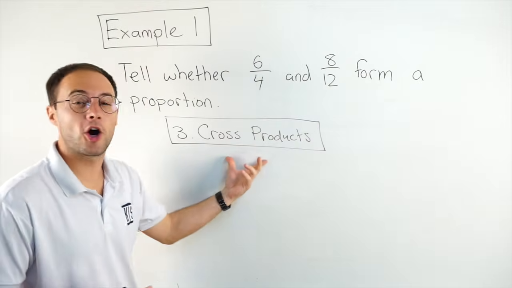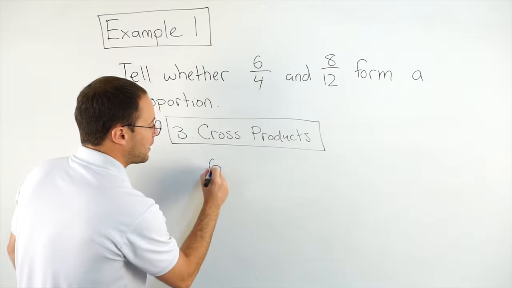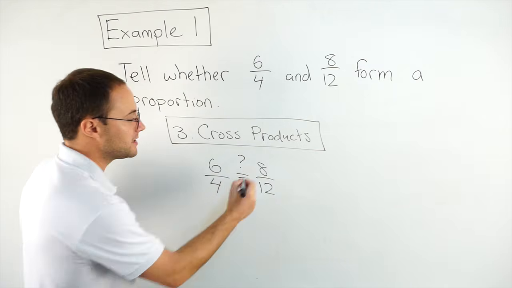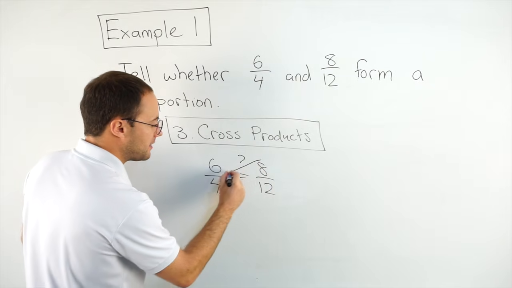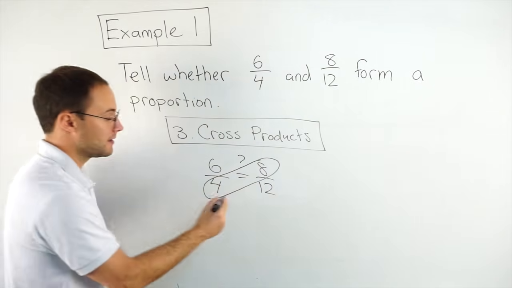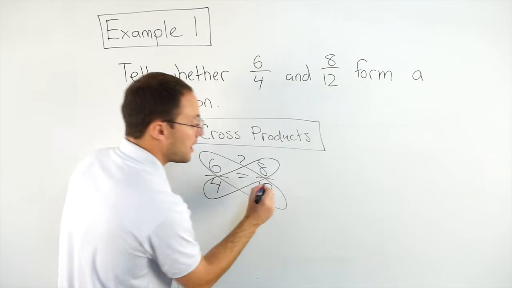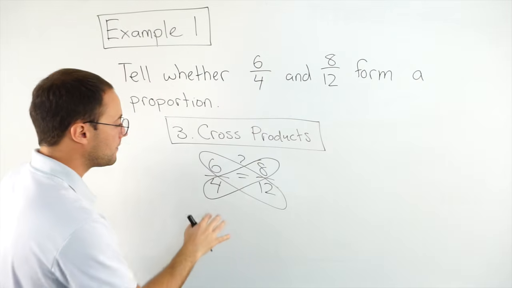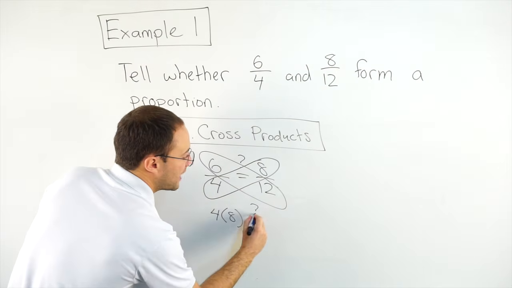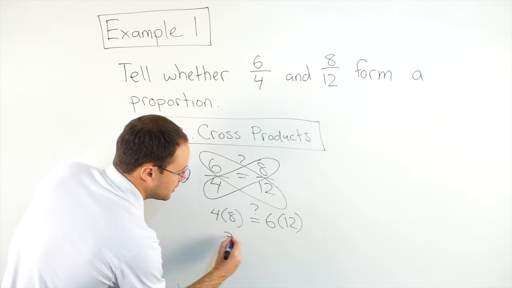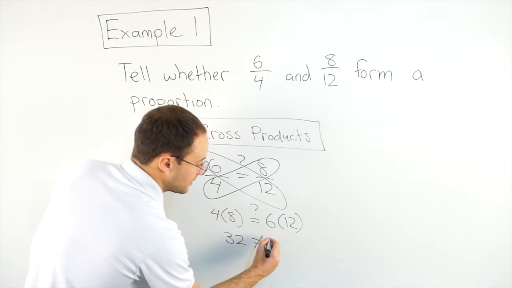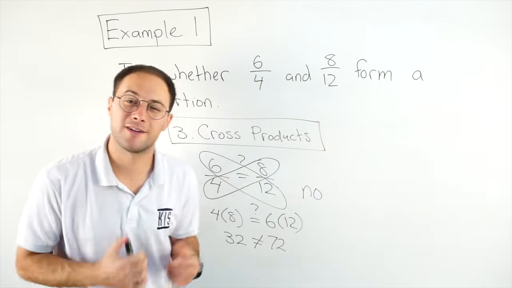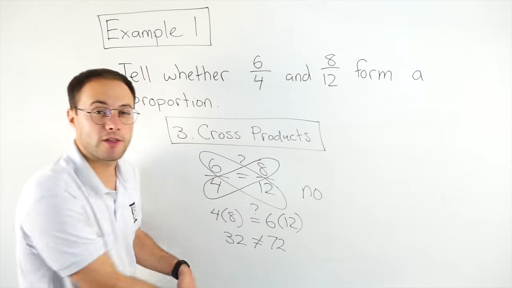Okay, method 3, we're going to call cross products. Again, if I write it 6 over 4, I'm trying to see if they are equal to each other. Cross products means you take the numerator and the denominator going across and you multiply them together. If they are proportional, when you multiply them together, you're going to get the same thing on both sides. So if I do 4 times 8, is that equal to 6 times 12? 32, which is not equal to 72. So once again, no, they do not form a proportion. They're not proportional. If those were equal to each other, then yes, they would be.